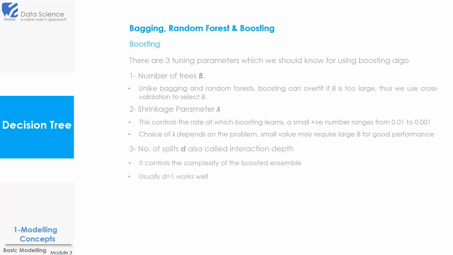The third parameter is the number of splits, that is denoted by D. It is also called interaction depth. It controls the complexity of the boosted ensemble. Usually D equal to 1 works well. Now these tuning parameters are something that you can learn over time. But there are certain basic directions that I have already explained here that can be used for selecting these parameters. So these were the three parameters that are required for us to implement boosting.